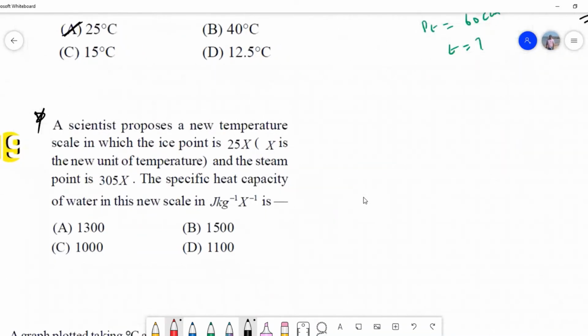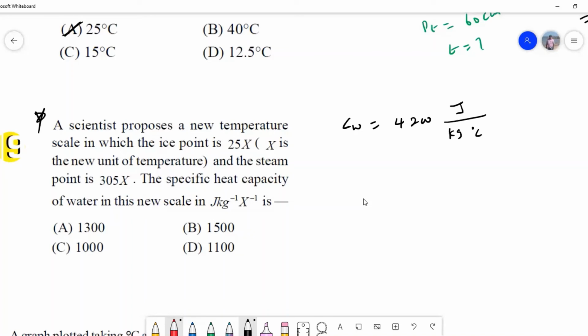A scientist proposes a new temperature scale in which the ice point is 25x, where x is the new unit of temperature, and the steam point is 305x. The specific heat capacity of water in Celsius is 4200 joule per kg per degree centigrade. So if we express in delta C, the specific heat value is 4200.